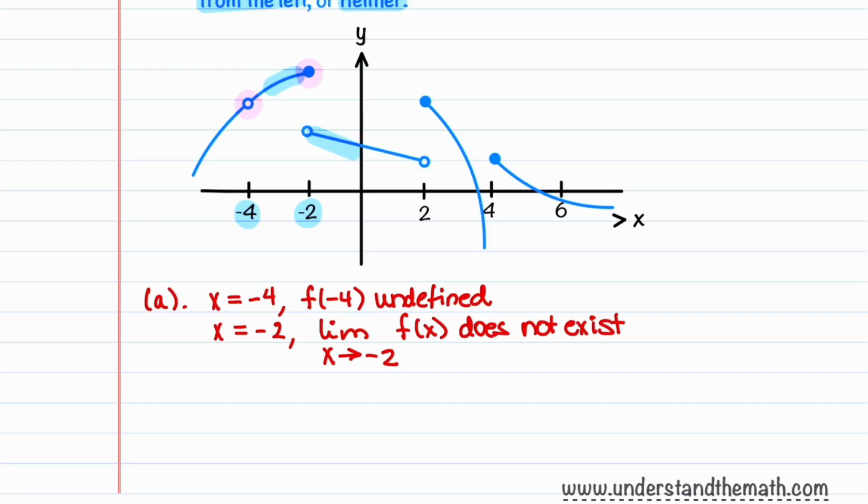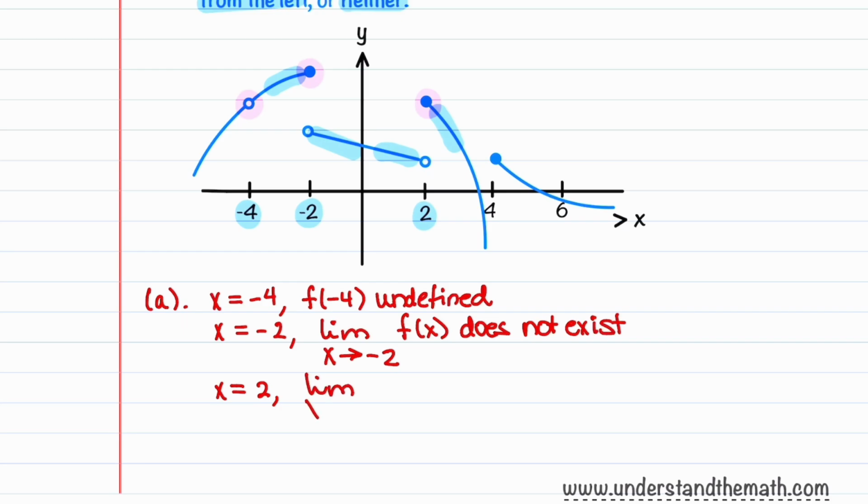Now let's go to our next point. That's going to be the point 2. At this point, our function value exists, but again, the limit from the left does not equal the limit from the right. So it's discontinuous at that point. We'll write down x is equal to 2. The limit as x approaches 2 of f of x does not exist.